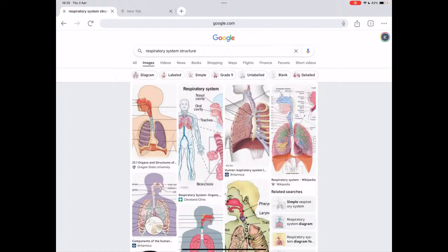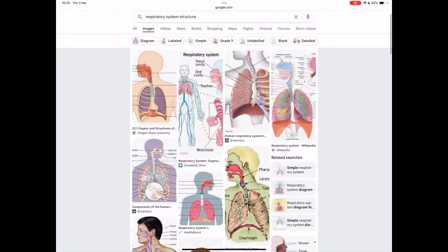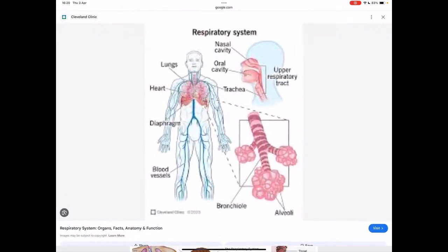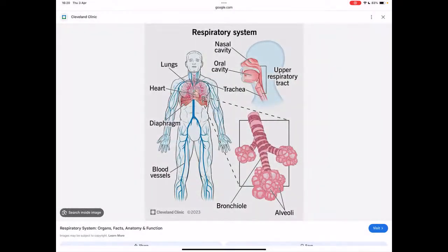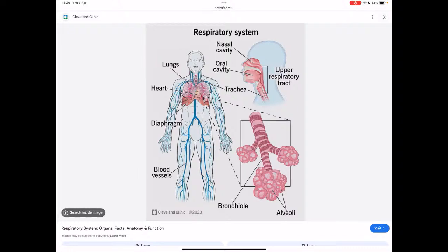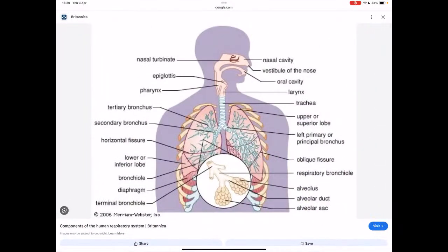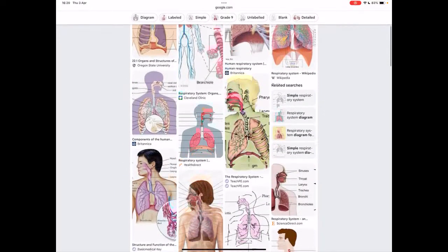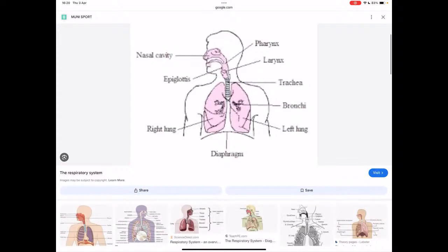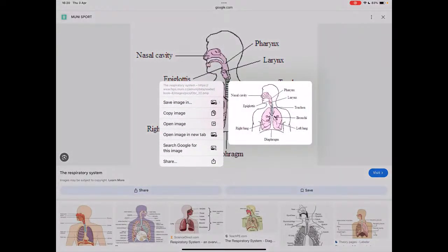Okay, so a respiratory system structure. Let's find a good picture. So here it is: nasal cavity, oral cavity, trachea. So we have upper respiratory tract and we have lower respiratory tract. Yes, exactly. The upper respiratory tract includes the nasal and oral cavities, pharynx, and larynx. The lower tract consists of the trachea, bronchi, and lungs. And we have the epiglottis too.